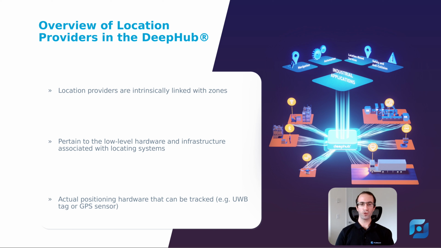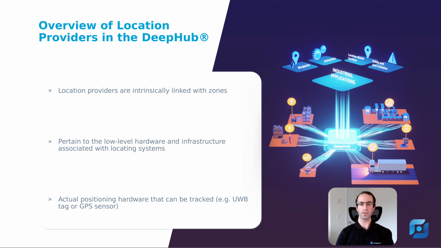If a location provider moves within the boundaries of a zone, its corresponding infrastructure and locating engine calculate the position in local coordinates. The DeepHub receives and transforms the local coordinates into geographic coordinates, and a location update is generated for the location provider in the DeepHub.